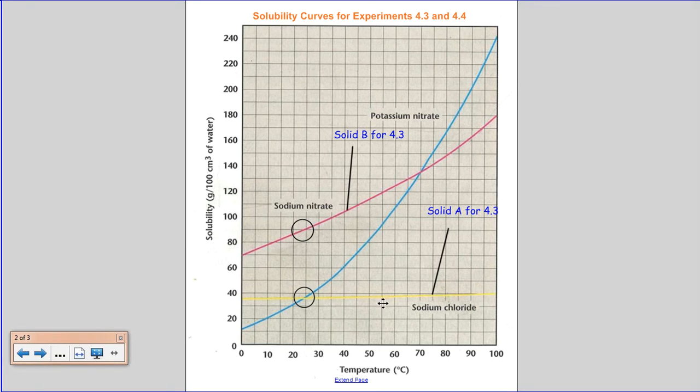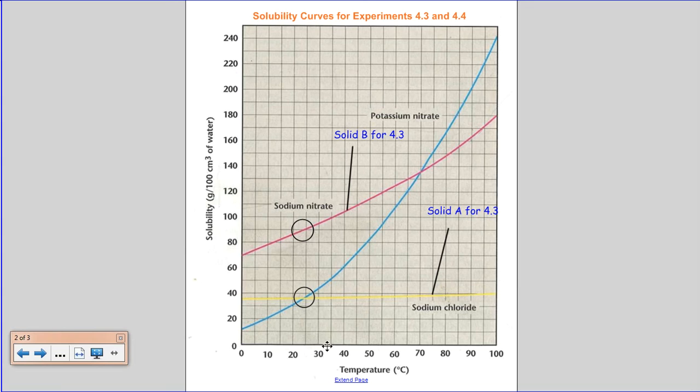The yellow line at the bottom is sodium chloride. The blue line, that's most vertical, is potassium nitrate. And the magenta line is sodium nitrate. Now, in experiment 4.3, if you've analyzed your data on the spreadsheet, you probably noticed that solid A was a lot less soluble than solid B.